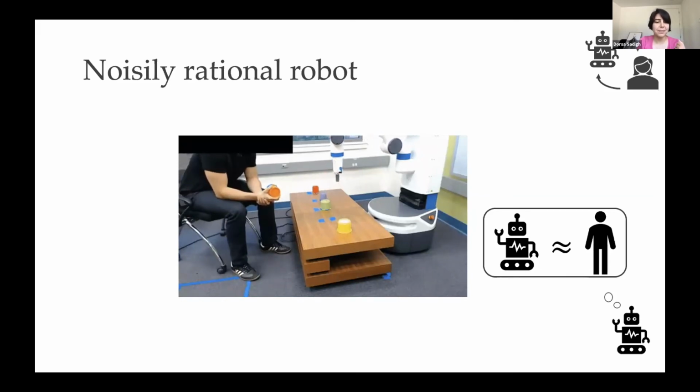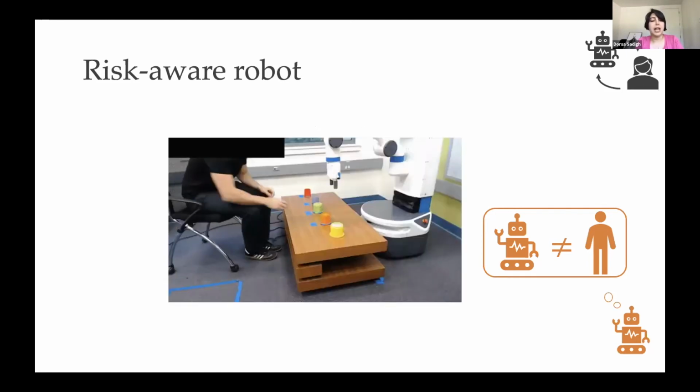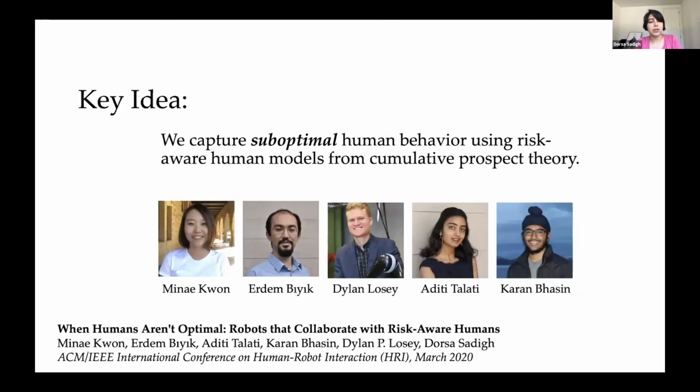It needs to replan. But instead, if you use this idea of risk-aware modeling and capturing the fact that humans are going to be overly concerned here, then the robot correctly predicts what the human is going to do, and based on that, plans accordingly and basically collaborates and coordinates with the human much better and much faster.